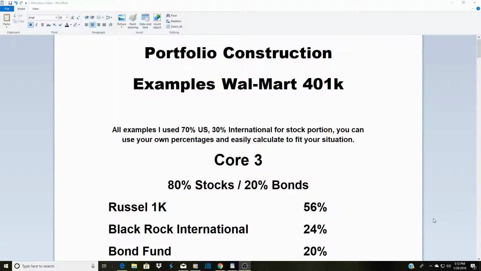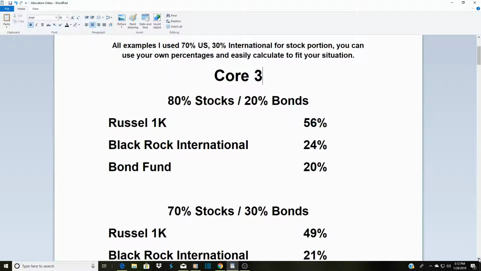So first up, some pretty simple portfolios. We'll call these core 3. First portfolio is 80% stock, 20% bond. This would be a riskier portfolio. Remember, as in the old videos, the more percentage you have in stocks, the higher your risk is. So this would be for a younger person or somebody that's pretty risk tolerant.